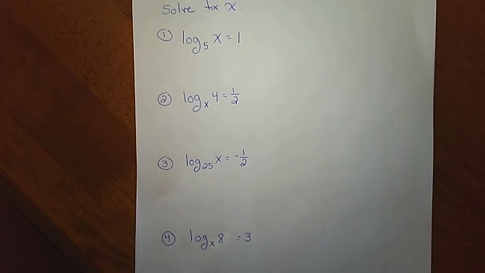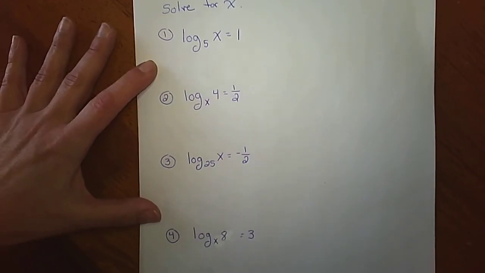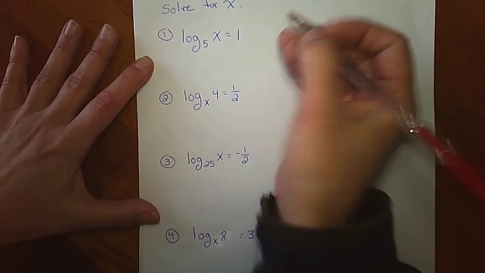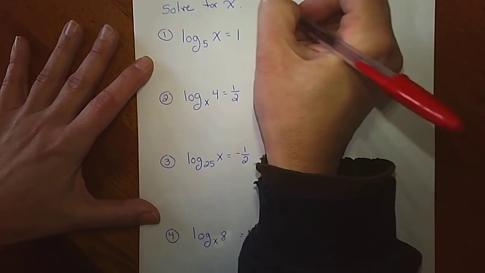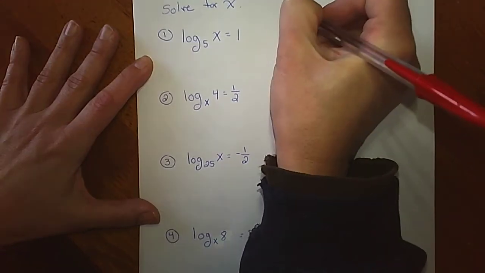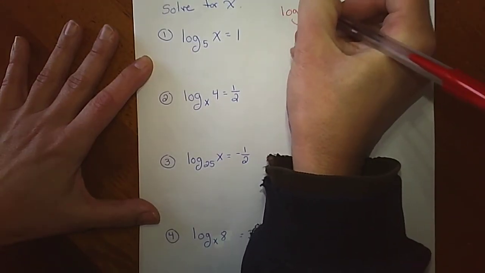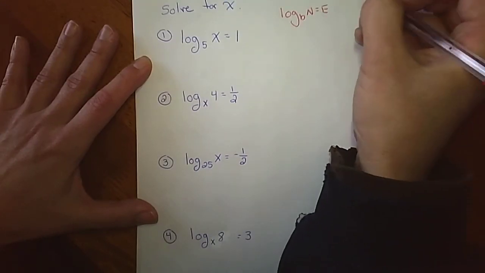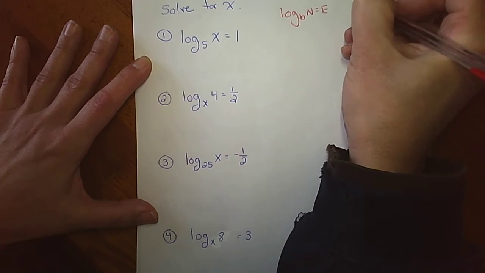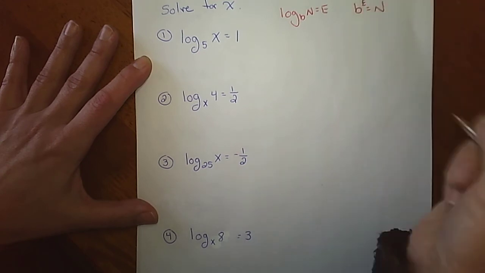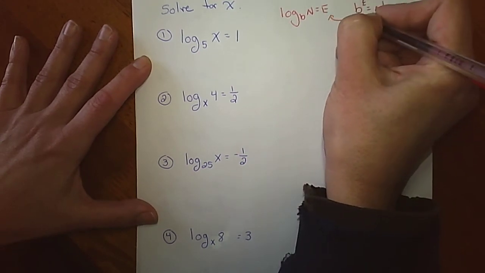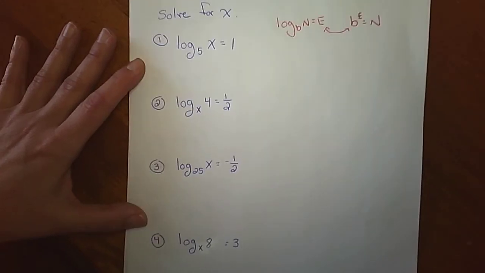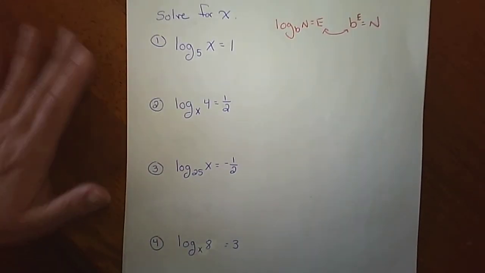Okay, so I'm hoping you paused the video and tried these on your own. I'm going to do them now, and let's see if you got them right. For the first one, the big thing to keep in mind with the logs, you guys remember, is that log base B of N equals E means B to the E equals N, right? So this guy and this guy can switch back and forth. That's how we're going to do these.